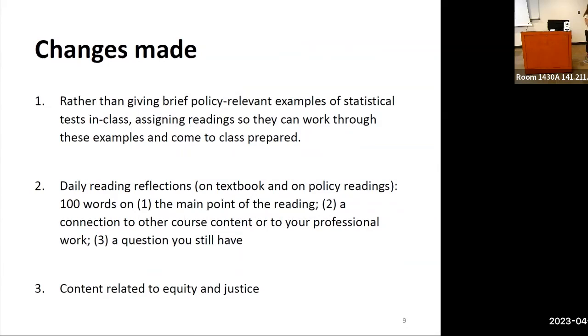So I tell them for every class day, it's not daily Monday, Tuesday, Wednesday, but every class day, you need to hand in about 100 words that summarizes the main point of the reading. What were we trying to take away today? One thing that you connected to previous material or to your own policy experience or professional experience, and then one question or doubt you still have.